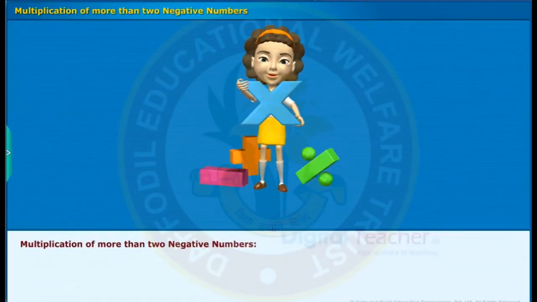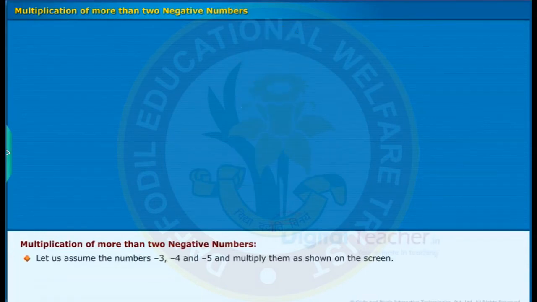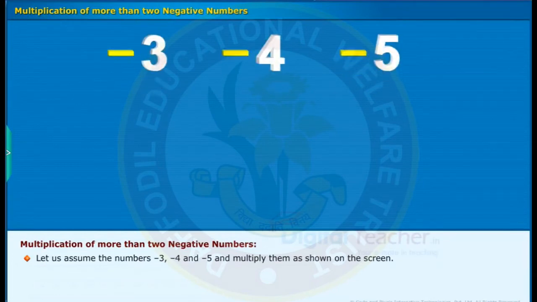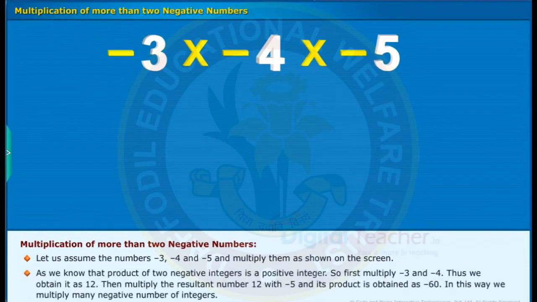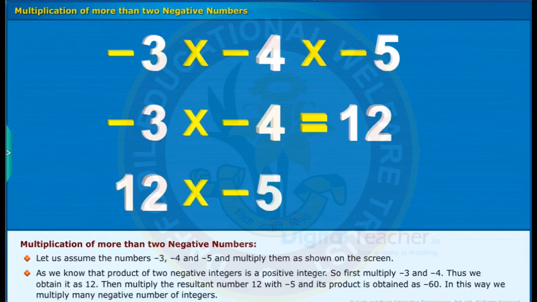Let us further discuss about multiplication of more than two negative numbers. Let us assume the numbers -3, -4 and -5 and multiply them as shown on the screen. As we know that product of two negative integers is a positive integer, first multiply -3 and -4. Thus, we obtain it as 12. Then, multiply the resultant number 12 with -5 and its product is obtained as -60.